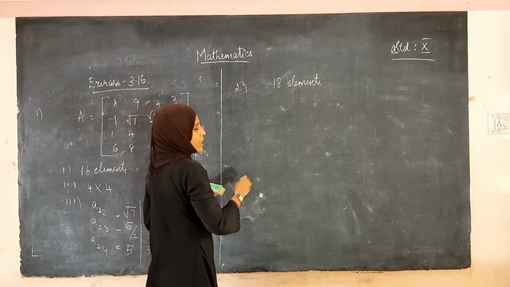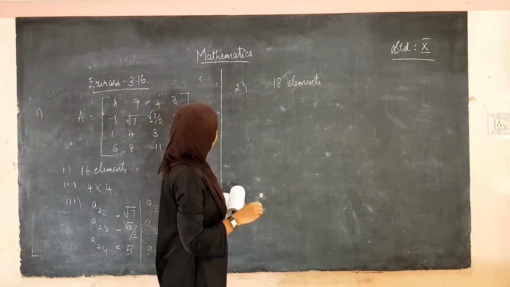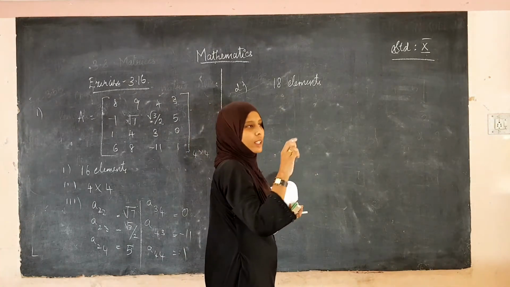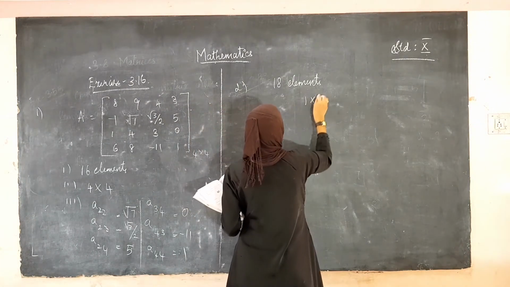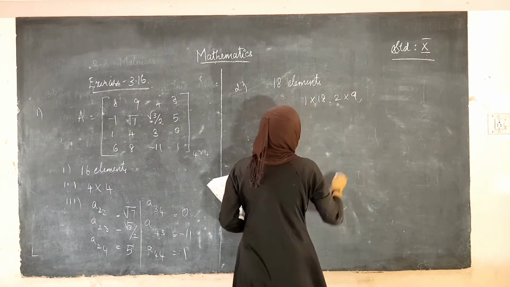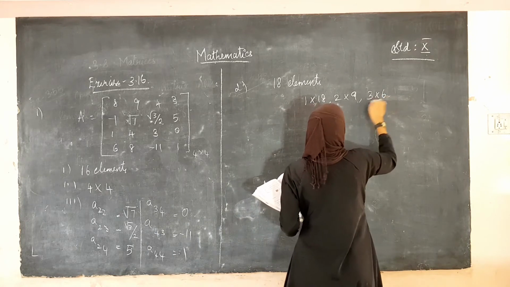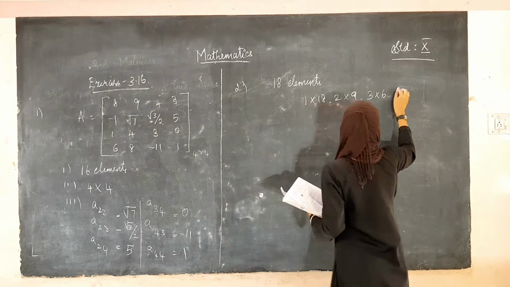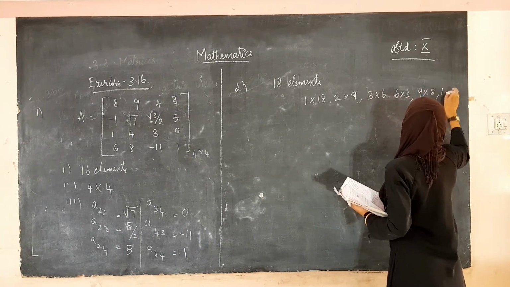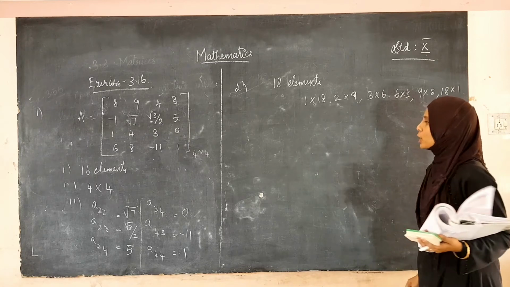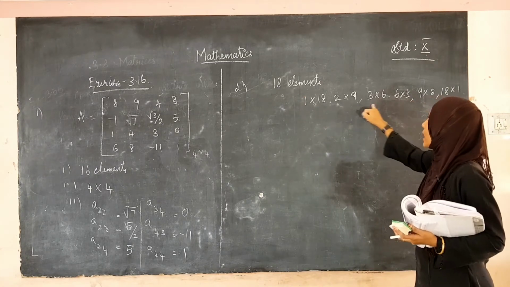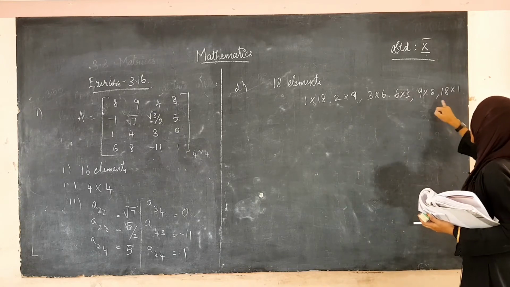See here, similarly we have seen an example of a matrix having 16 elements, right. Since this is 18 elements, we have to find the possibilities. So, 1 cross 18, then 2 cross 9, then 3 cross 6, and again 6 cross 3, then 9 cross 2 and then 18 cross 1. These are the possibilities of order of the matrix having 18 elements: 1 cross 18, 2 cross 9, 3 cross 6, 6 cross 3, 9 cross 2 and 18 cross 1.